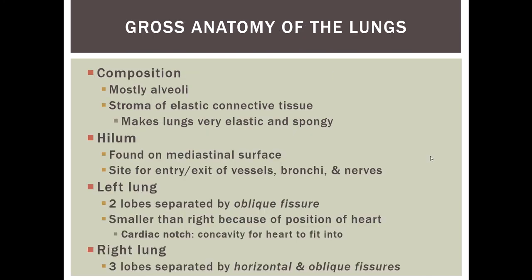So the alveoli and all the bronchi, they're in the lungs. So we also have to look at the gross anatomy of the lungs themselves. Mostly what the lungs are is alveoli. There's thousands of them in there. The rest of the lung is what we call a stroma, and it's this very elastic connective tissue. So there's a lot of spongy, springy, elastic rebound in the lungs, and it's mostly due to this stroma.